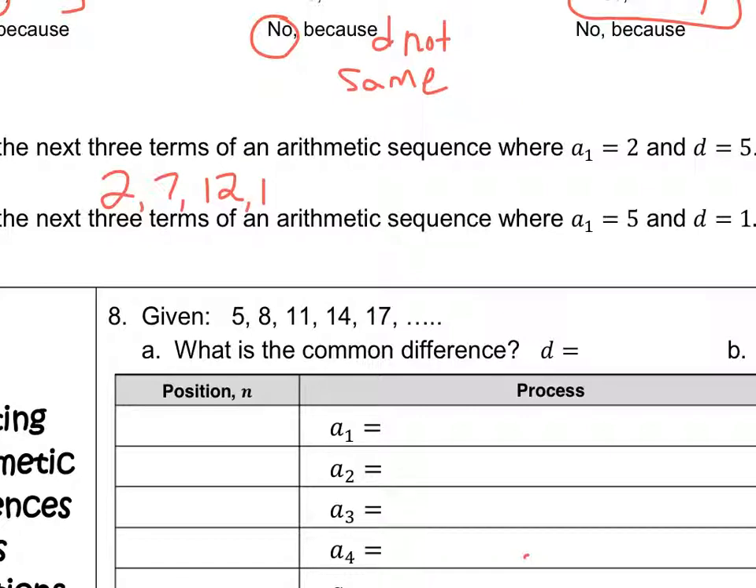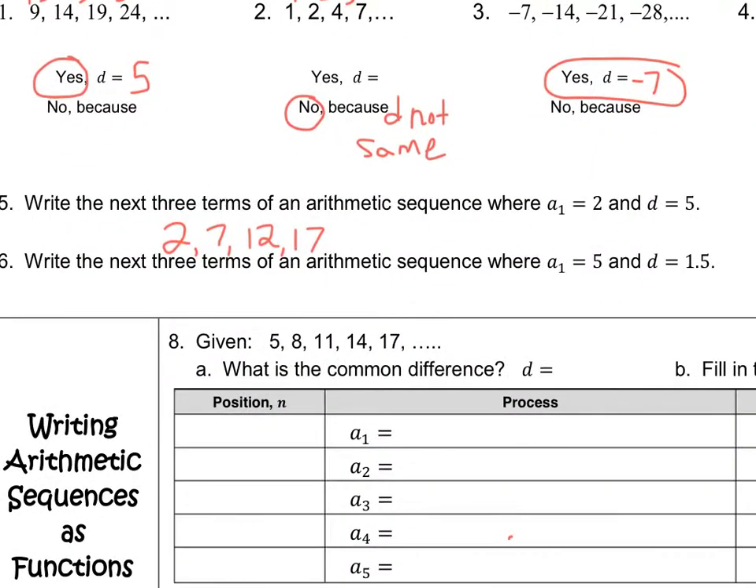12 plus 5 is 17. So we know that now that we know the distance, we can write our pattern as long as we feel like writing it. All right, so let's look at number 8.